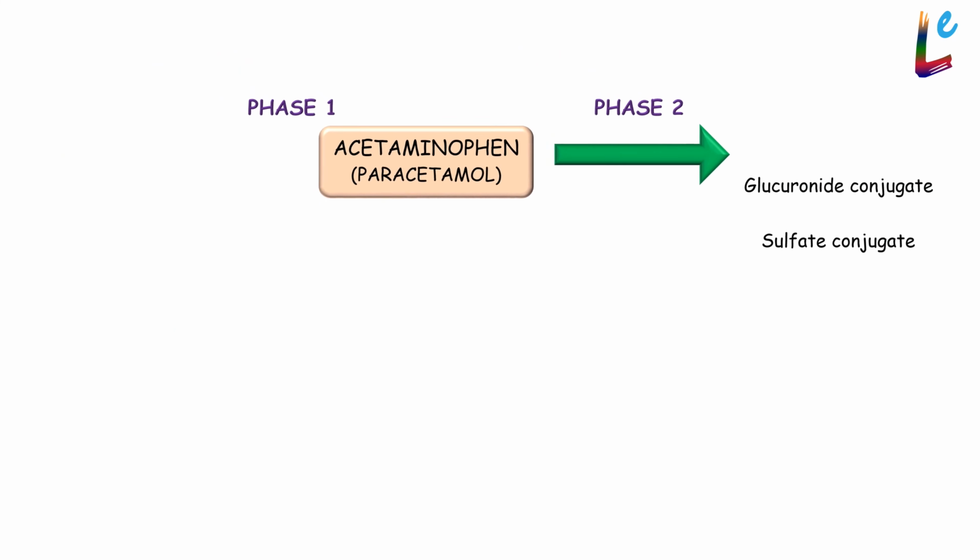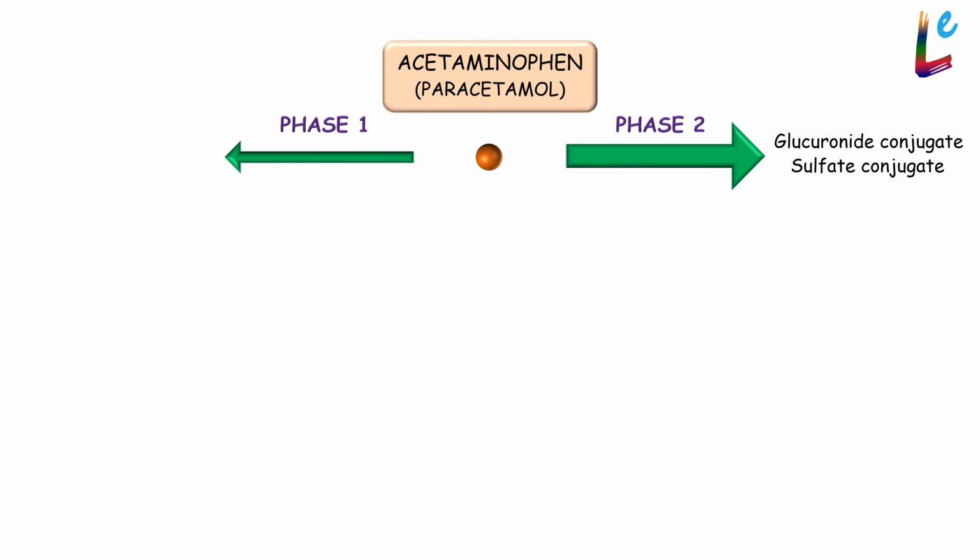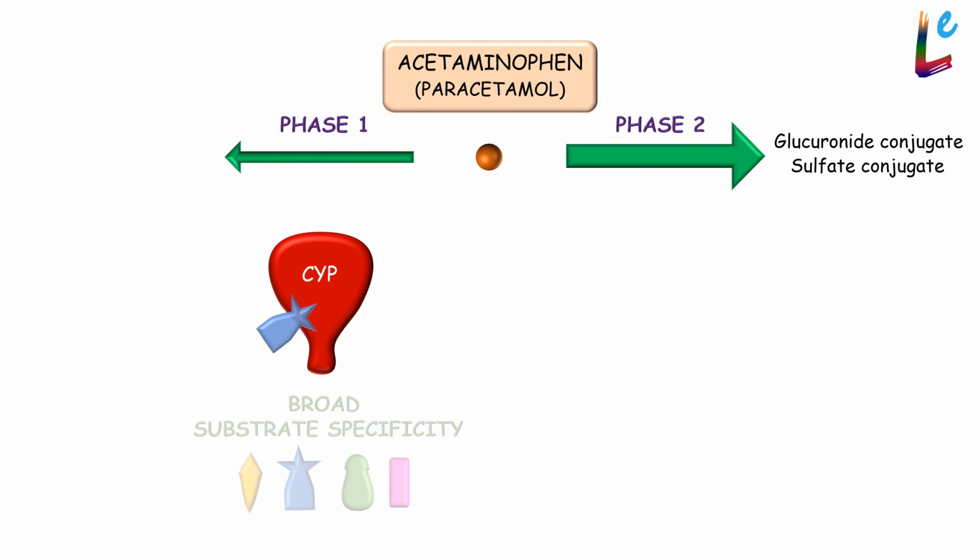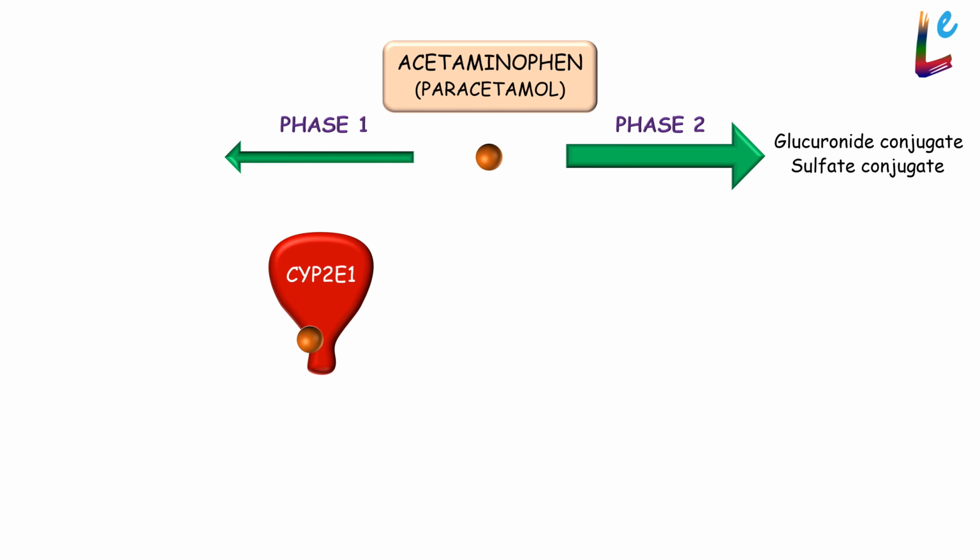So, does acetaminophen undergo a phase 1 reaction? Let's see. The body has to metabolize a wide variety of xenobiotics. And for this, the key phase 1 enzymes, the CYPs, have broad substrate specificity. So, there could be a CYP that can metabolize acetaminophen. Such a CYP is CYP2E1.